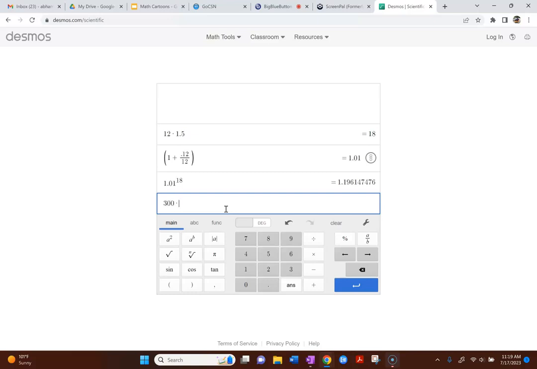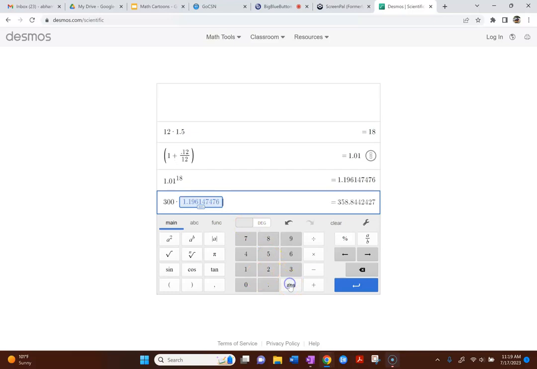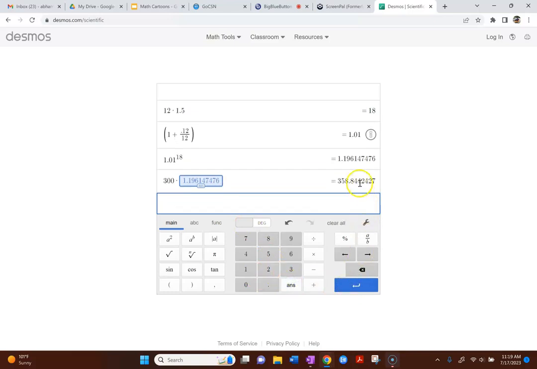So 300 times, I can just click on answer, and it brings that whole thing down, because I don't want to round it till the very, very end. You want to keep this whole thing, because it keeps going. I'll use that answer key. Now, the nice thing about Desmos is it'll do the order of operations correctly for you.